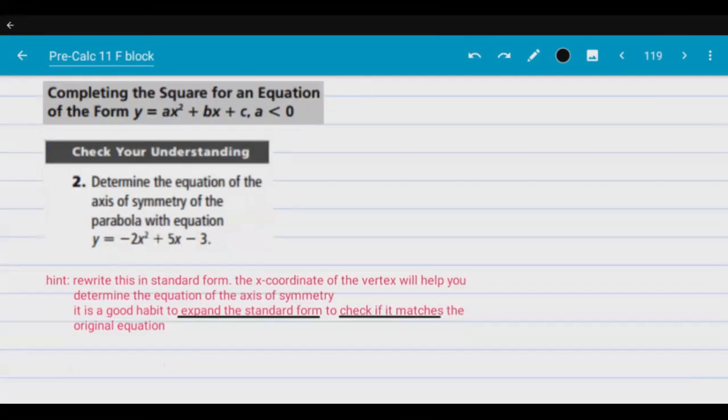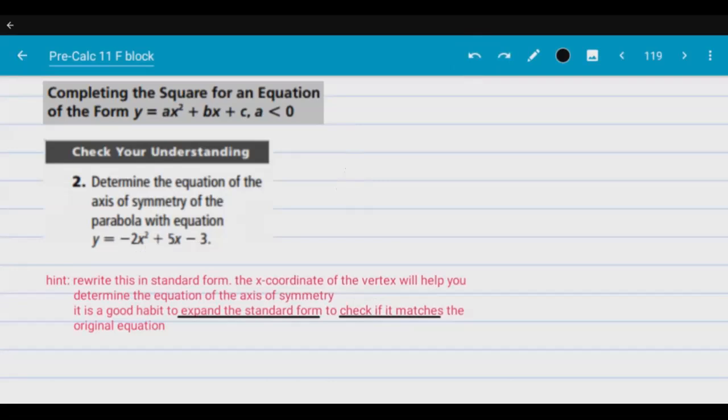Determine the equation of the axis of symmetry of the parabola with the equation y equals negative 2x squared plus 5x minus 3. Now, guys, how do you find the equation of the axis of symmetry? Well, isn't it that the equation of the axis of symmetry would always be x equals something, right? And that something would be the x coordinate of the vertex, which means that to be able to do this, what we need to do is find the vertex and then get the x coordinate of the vertex, and the axis of symmetry would be x equals the x coordinate of the vertex. Does that make sense? And that's what I meant here. All right.